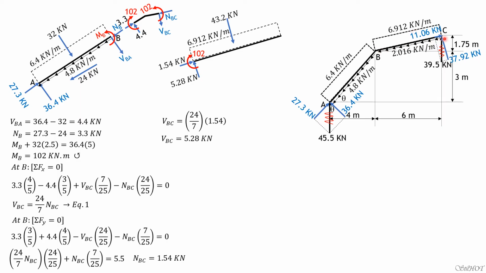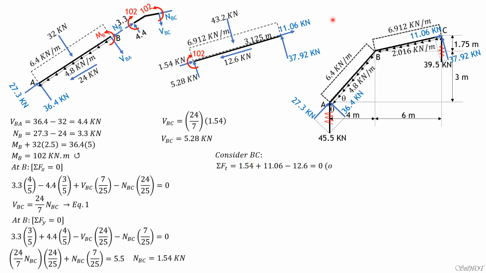6.912 times 6.25, 43.2. That's the equivalent vertical load. Then 2.016 times 6.25, that's 12.6. That's the equivalent tangential load. Then the shear here is 37.92. Then we have 11.06 going right. So remember, this is 3.125. So consider BC.